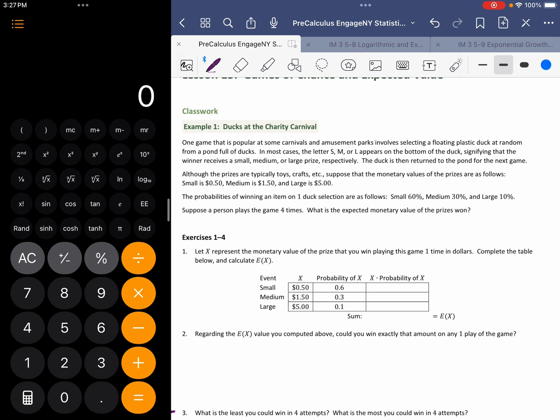Suppose a person plays the game 4 times. What is the expected monetary value of the prizes won? So that's what we're looking at today. What is the expected monetary value of the prizes won?